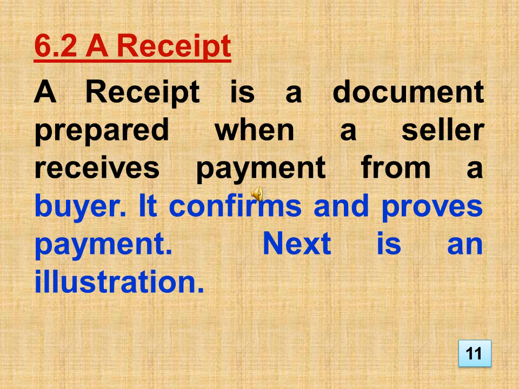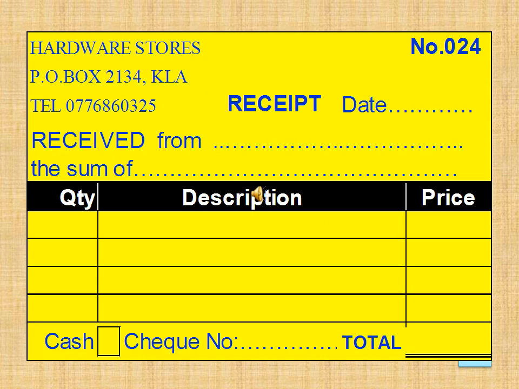Section 6.2. A receipt. This is a document prepared when a seller receives payment from a buyer. It confirms and proves that payment was made by the buyer, or that the seller received the payment. Next is an illustration. This is a receipt illustration.